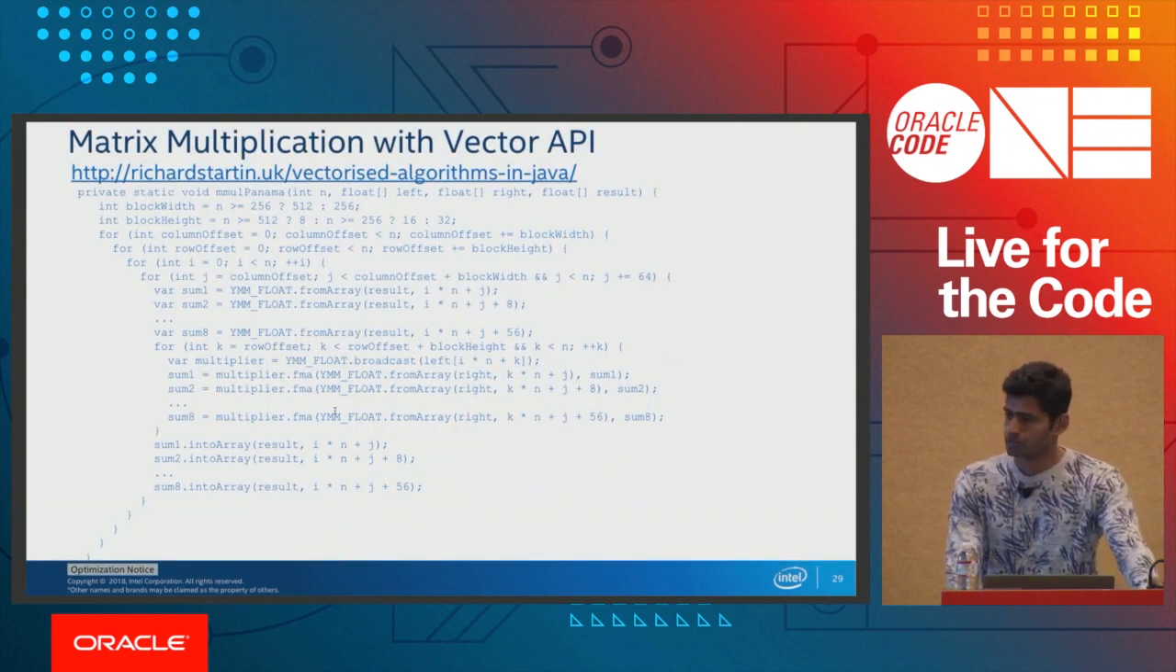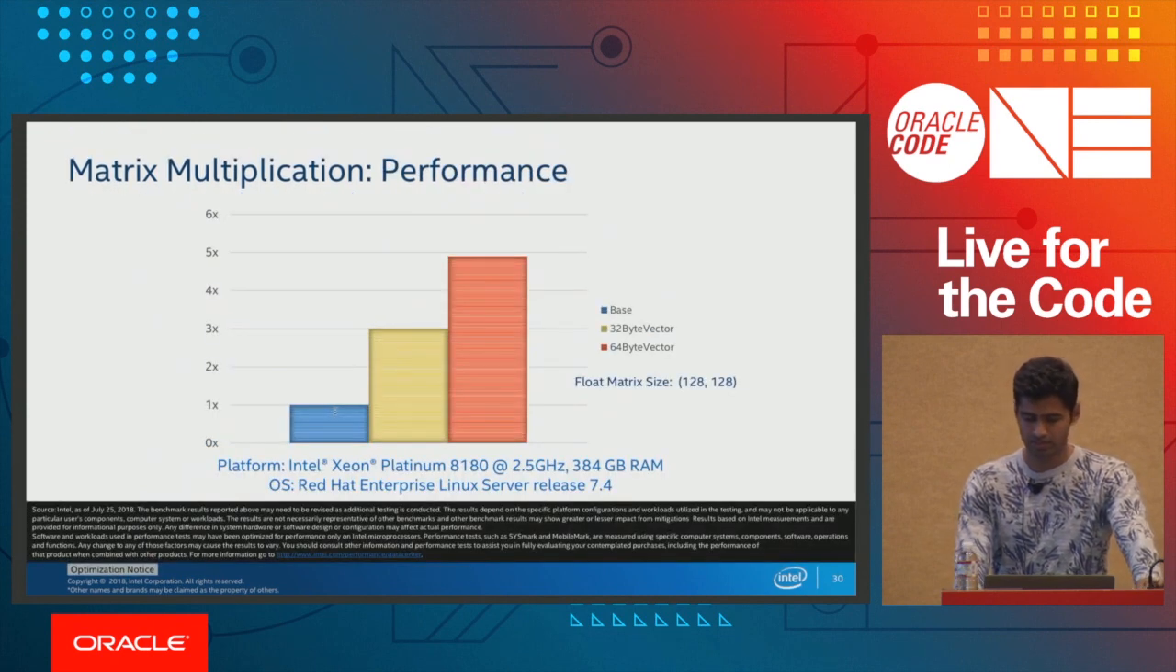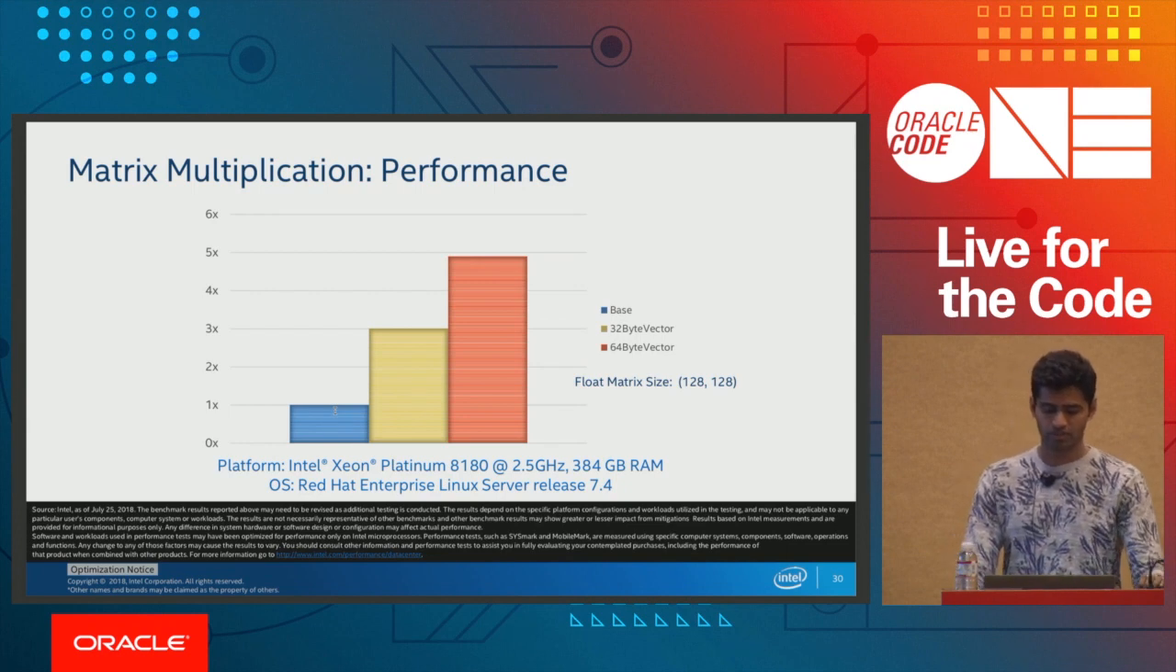Similarly, FMAs can be used to refactor scalar matrix multiplication into a vectorized version. Without going into the details of the code here, I'll straightaway jump into the results. With respect to the base case using scalar operations, when you use 256-bit vectors, you see a performance gain of 3x. By using 512-bit vectors, you see a 5x performance gain.